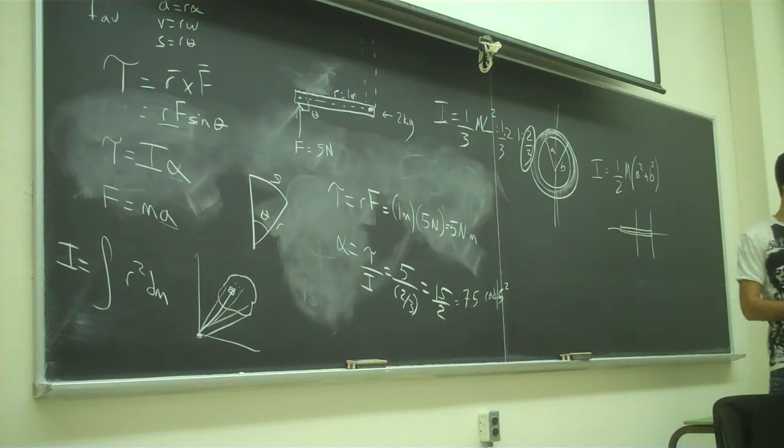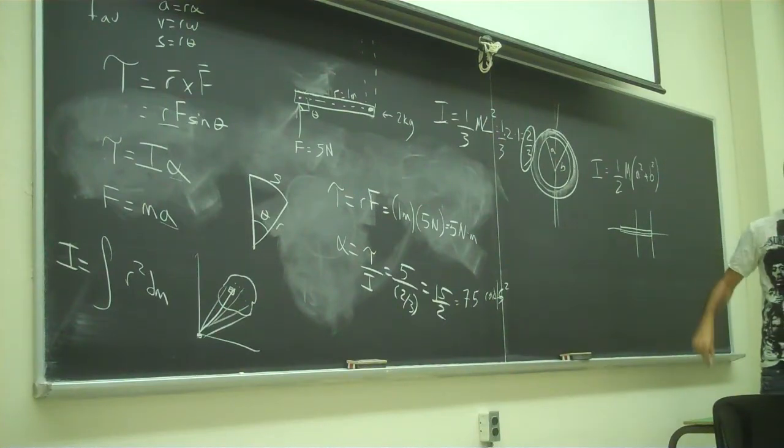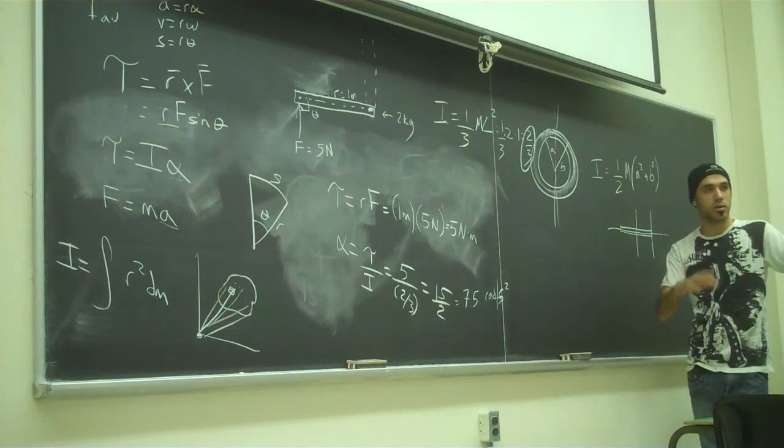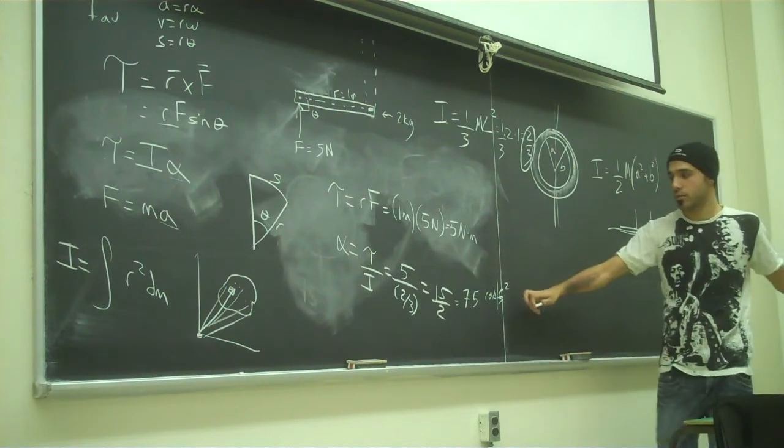Who was here when we did simple harmonic motion? Remember, we had x is equal to A cosine of omega t plus phi. You guys missed the simple harmonic motion. I'll try to do some as well, if we can fit it in. So I'll rush a bit more now.